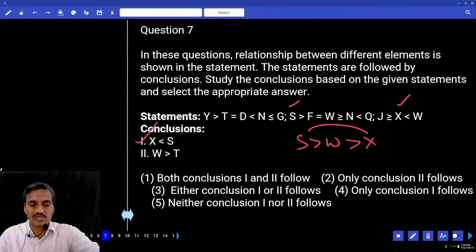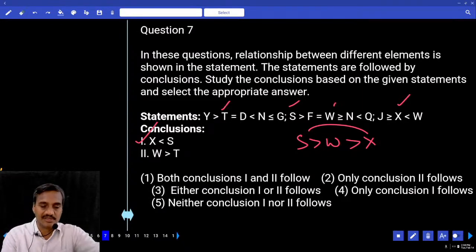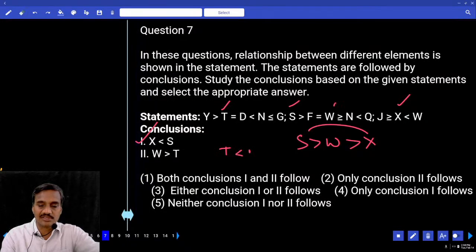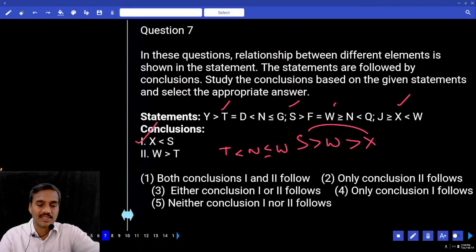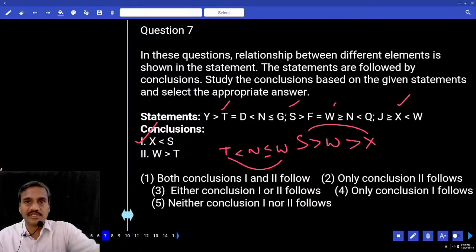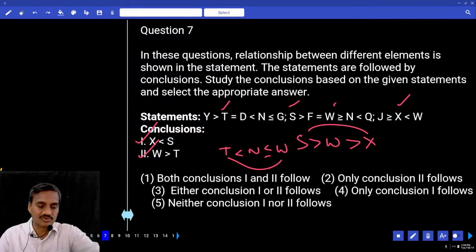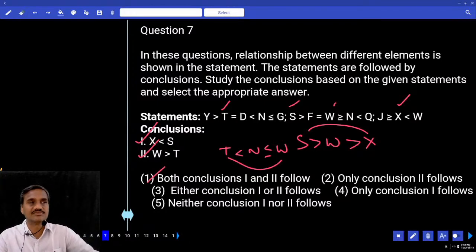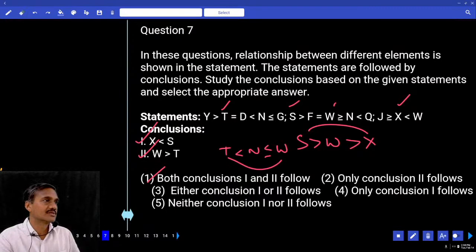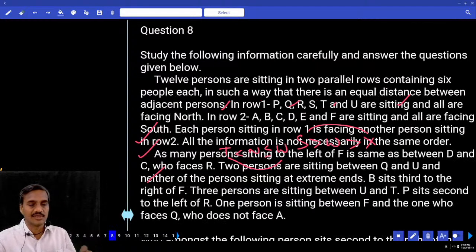And coming to the second, W and T. T is here and W is here. Which element is common? N. Now T lesser than N and W greater than or equals to N means N lesser than or equals to W. Now between T and W, T greater than W, W greater than T. Hence both the conclusions are true, both 1 and 2, choice 1, question number 7. Clear? The next one, 8th onwards, question number 8.